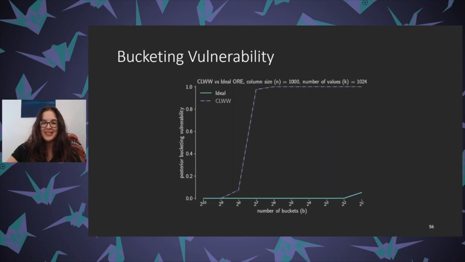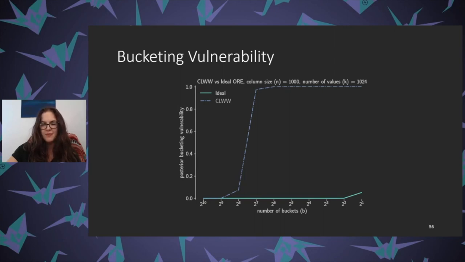CLWW-ORE does a lot worse under this adversary. So this graph shows what happens when we encrypt the data of 1,000 people with numeric values ranging from 0 to 1023, indicating a 10-bit secret. The x-axis reflects the number of buckets, and there's this cool property here where the number of buckets corresponds to guessing the first bits of the secret.